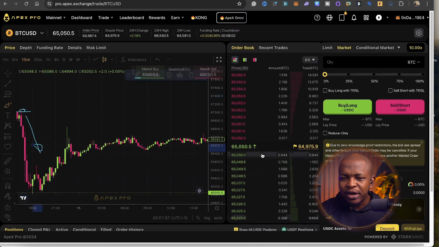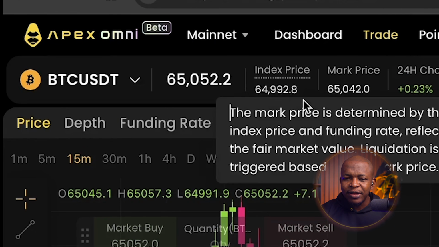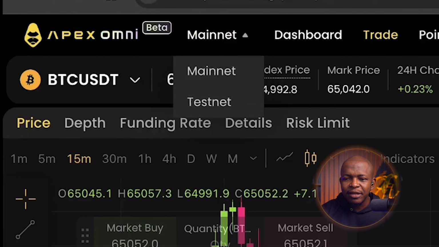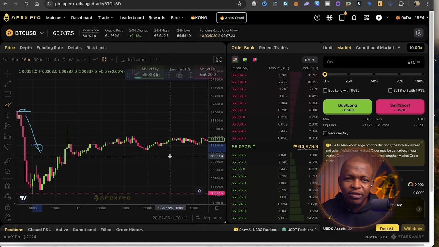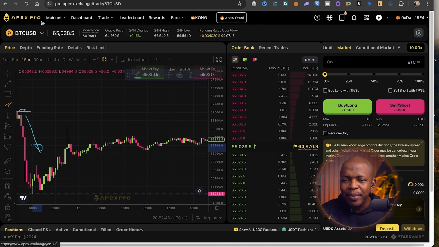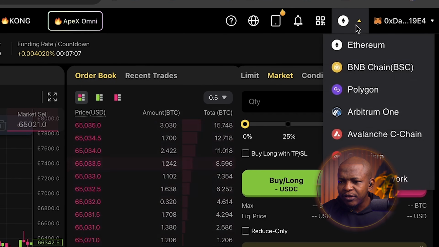The one I used earlier to explain so far is Apex Pro. One similarity between these two is that both have a mainnet and a testnet. This is similar to your demo trading account and your main account. So if you want to test out a platform with fake tokens, you can just go to the testnet and try it out and see how it works. You're not risking anything.